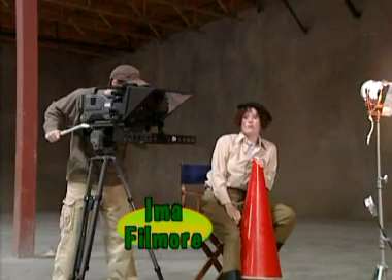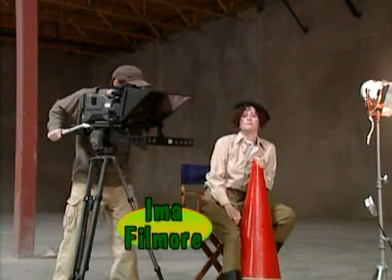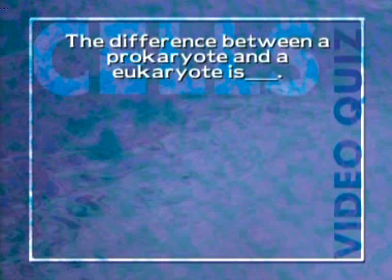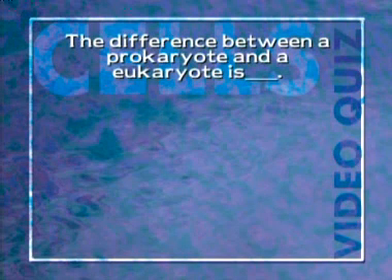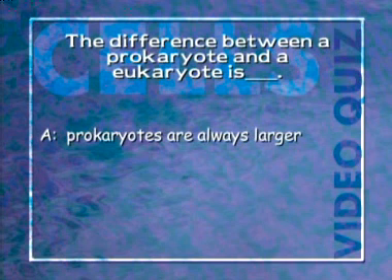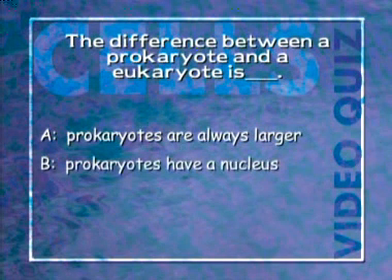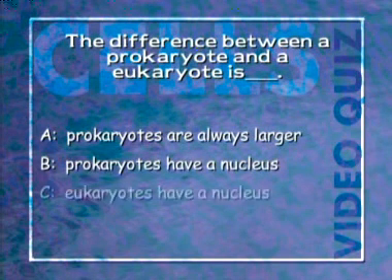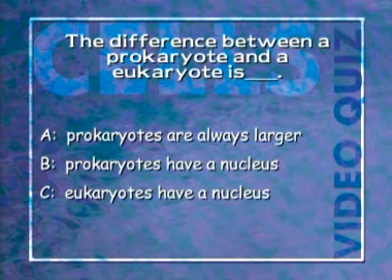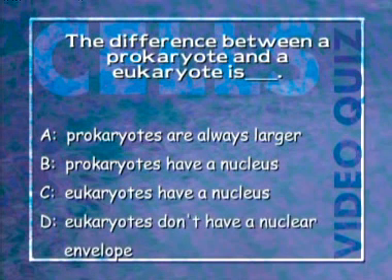And now it's time for you to answer this. Question 3. The difference between a prokaryote and a eukaryote is A. Prokaryotes are always larger. B. Prokaryotes have a nucleus. C. Eukaryotes have a nucleus. Or D. Eukaryotes don't have a nuclear envelope.